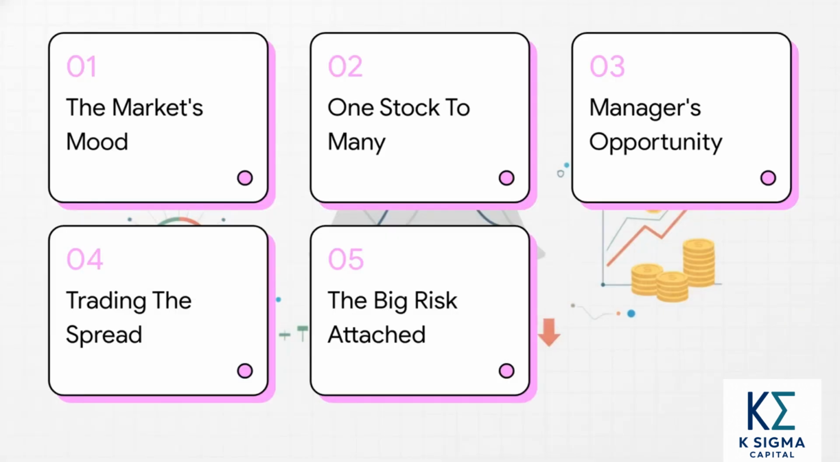So here's what we're going to cover. We'll kick things off with the basics of standard deviation. Then we'll see how it morphs into this market-wide concept called cross-sectional dispersion. After that, we'll dive into why it's such a big deal for stock pickers, how traders actually try to bet on it, and finally, we'll uncover the huge hidden risk that comes along for the ride.